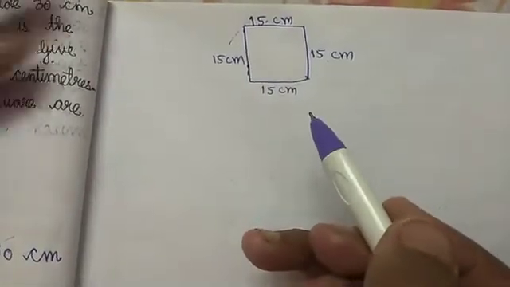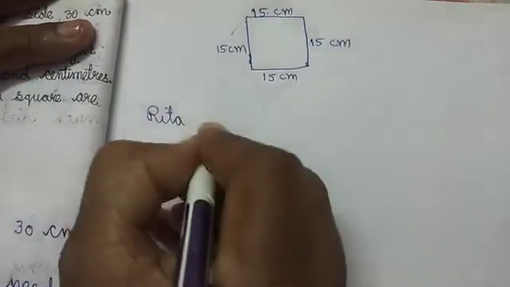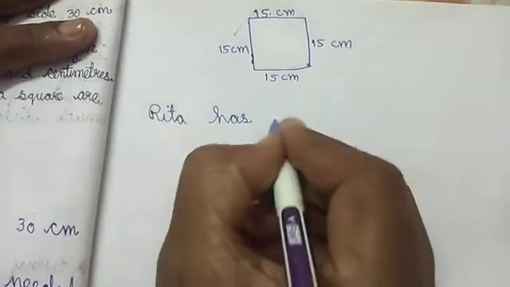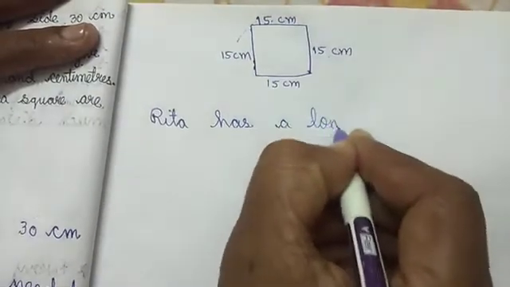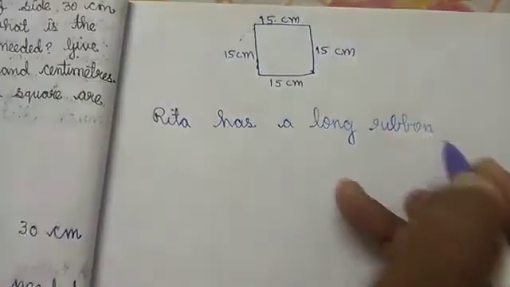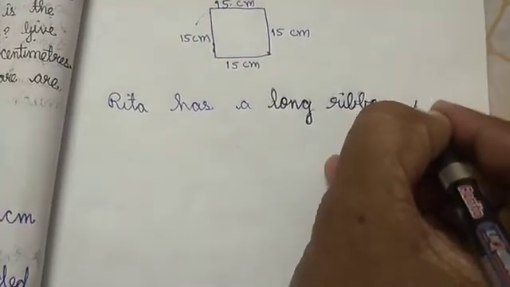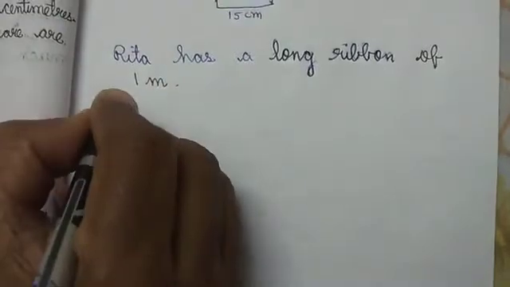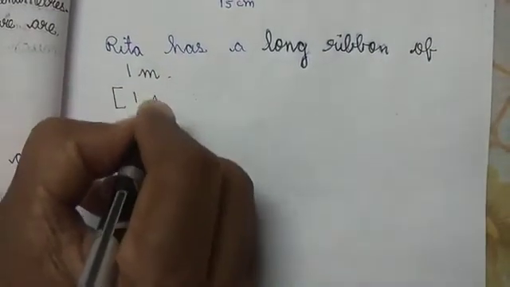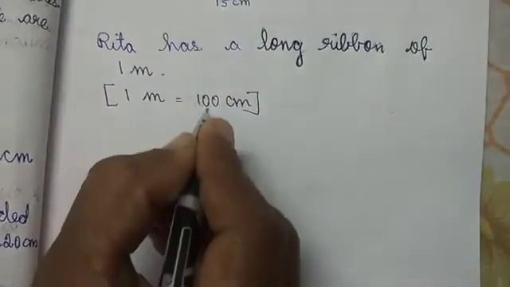So in this first what you have to do, see, Rita has a long ribbon of 1 meter, isn't it, children? Of 1 meter. So what's the hint they have given? 1 meter is equal to 100 centimeter. You should keep it in mind.